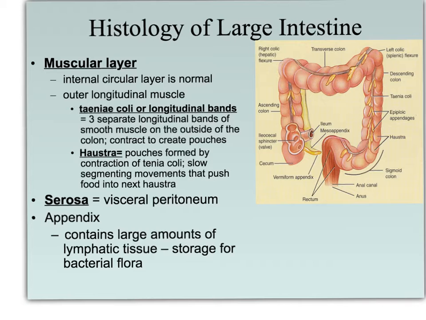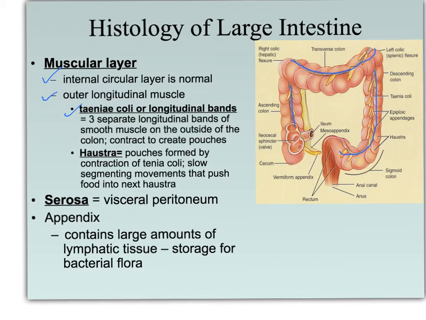The muscular layer of the large intestine has some unique features. And really, the muscular layer of each section of the GI tract is slightly different. What's different here is that we have an internal circular layer, which we have in all of the GI tract. But what's interesting is that the outer layer is made of longitudinal muscle, and it gives it a banded appearance. It's this band right here that goes across and down. That is referred to as the taenia coli, or the longitudinal bands.